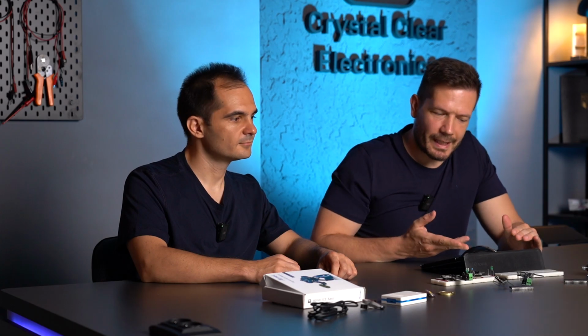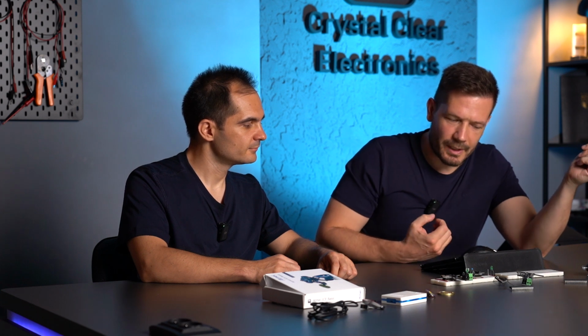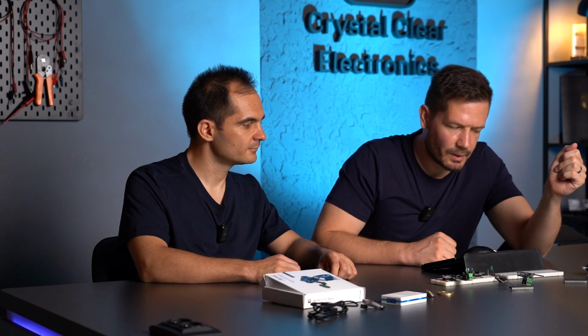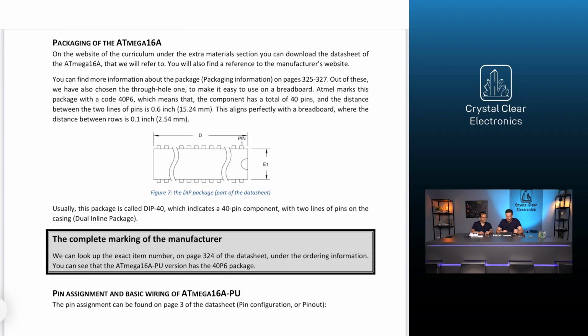You can find more information about the packaging, or packaging information, on pages 325 to 327. Out of these, we have also chosen the through-hole one to make it easy to use on a breadboard. Atmel marks this package with the code 40P6, which means that the component has a total of 40 pins, and the distance between the two lines of pins is 0.6 inches, or 15.24 millimeters. This aligns perfectly with a breadboard, where the distance between rows is 0.1 inches, or 2.54 millimeters.